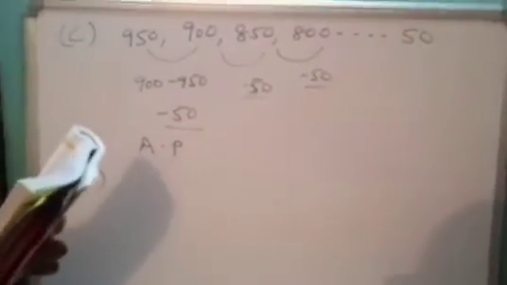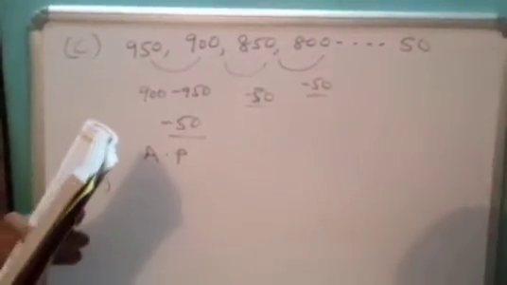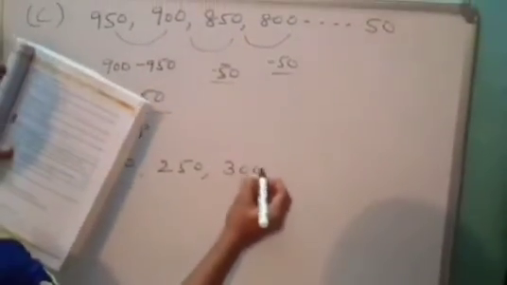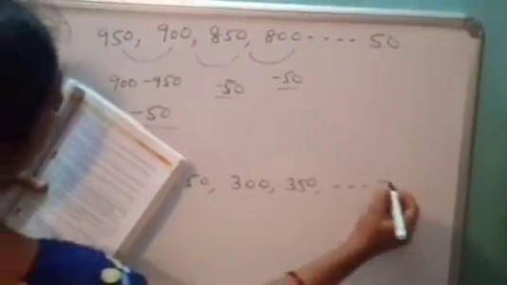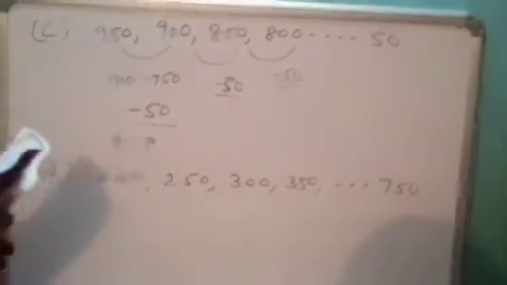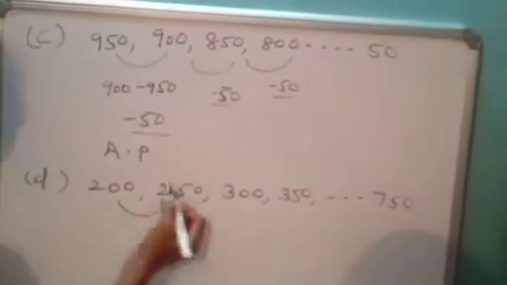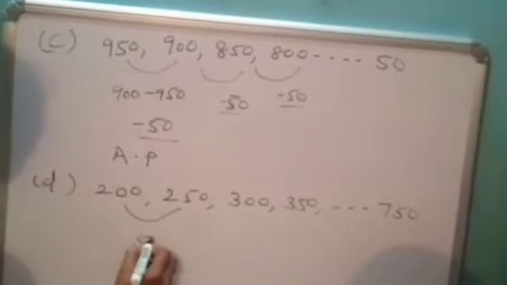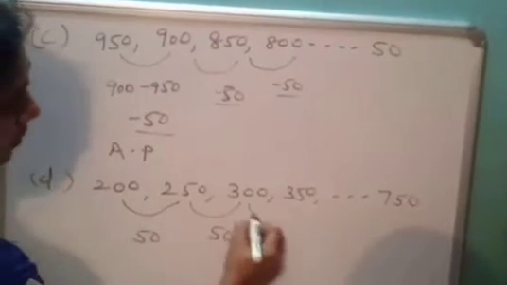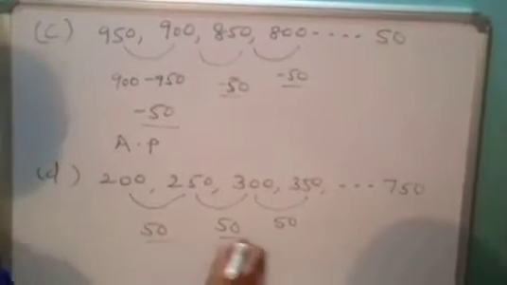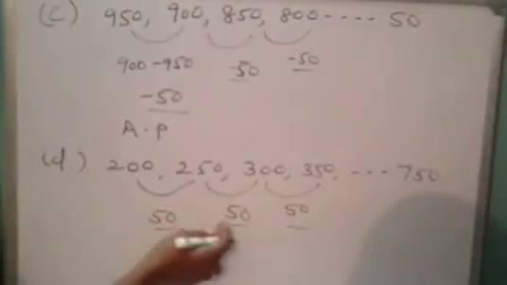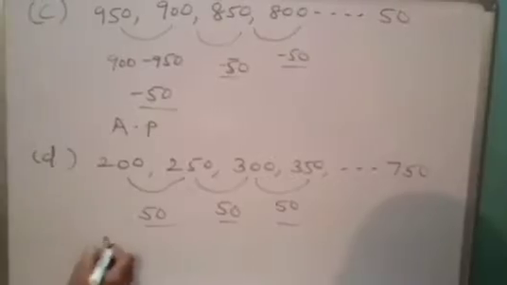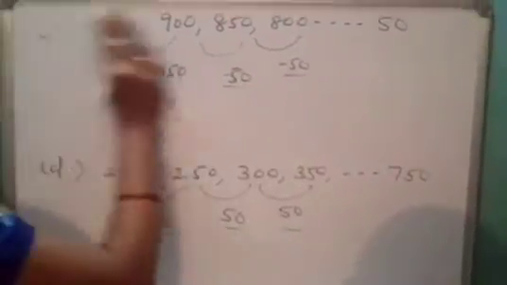And next one: cash prizes in rupees given by a school to the toppers of classes 1 to 12 are 200 rupees, 250, 300, 350 and so on up to 750 respectively. In this, the difference between consecutive terms is 50, every time. The differences between these consecutive terms are all equal. So, these are in arithmetic progression. And next one.